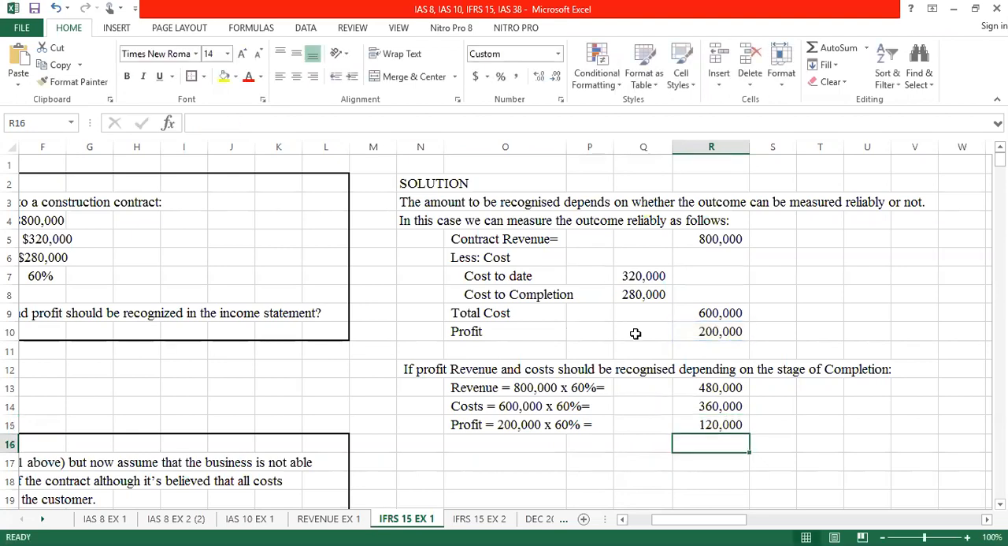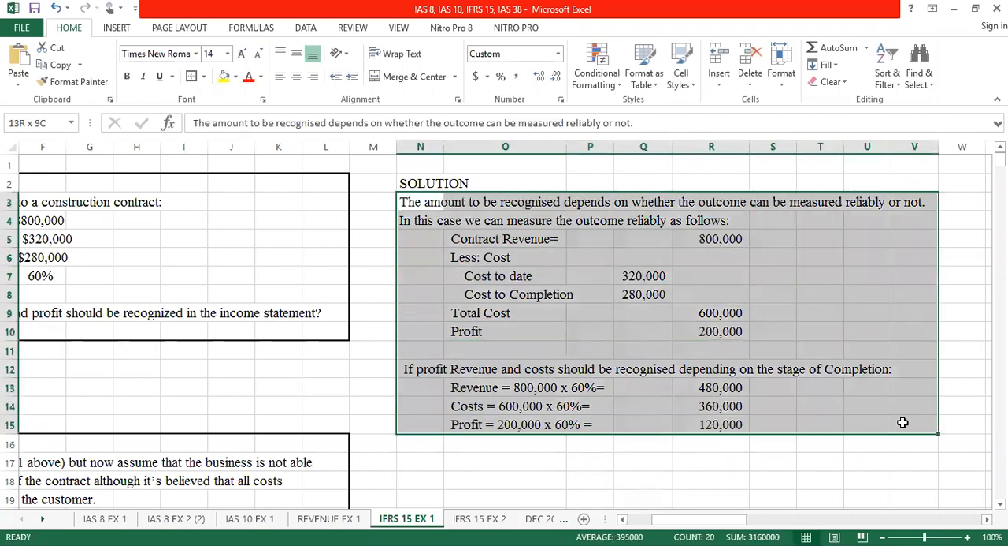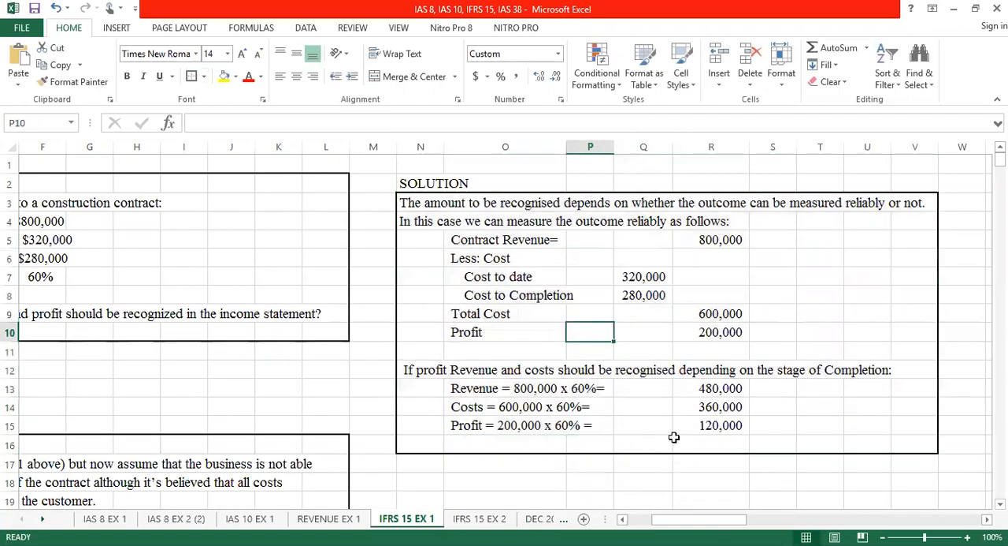60%. So which method is that? If the outcome can be measured reliably and you know it is a profit. So that is if the outcome can be measured reliably. So this is what will go to your revenue. This is what will go to your cost of sales. And this is what will go to your gross profit. I hope you've understood that.